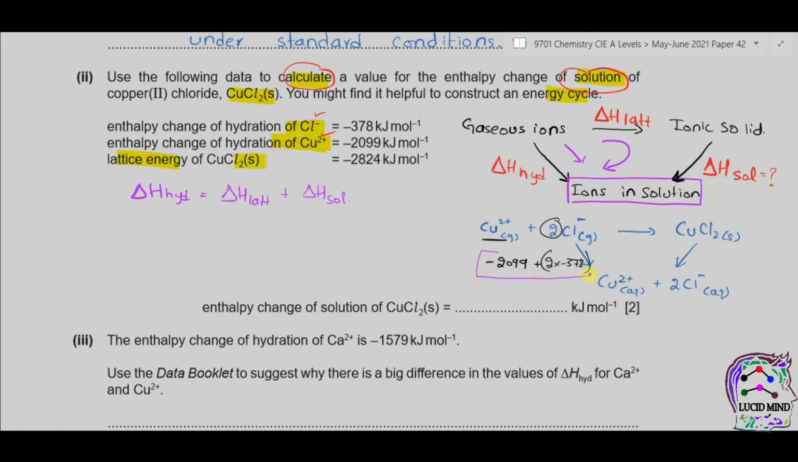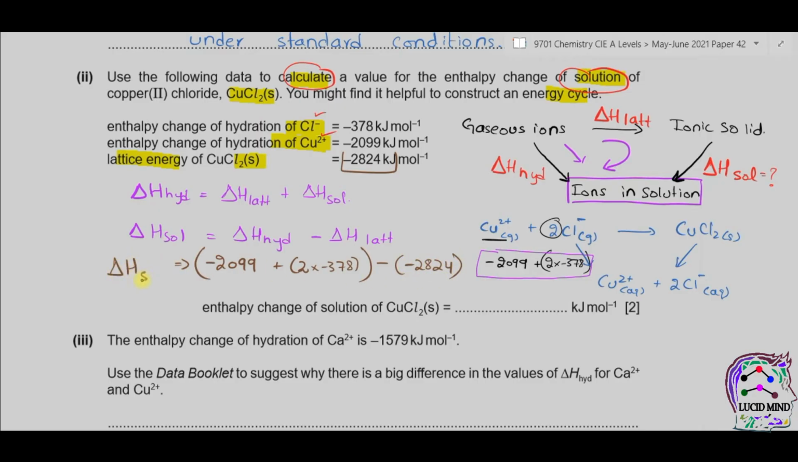We can find out the value of hydration by adding these two, or we can rearrange this equation. Delta H solution will be equal to delta H hydration minus delta H lattice. Putting values, this is delta H hydration minus 2099 plus 2 into minus 378, minus lattice energy. Lattice energy is given. Now calculating this one, the enthalpy of solution comes equal to minus 31 kilojoules per mole.